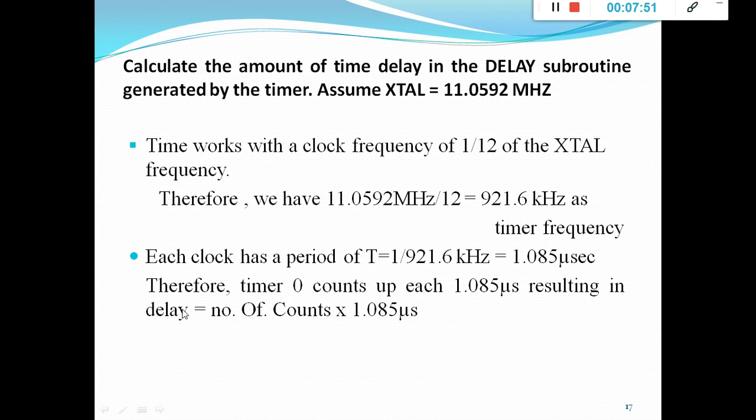So how do you calculate the delay with respect to T? The delay is equal to the number of counts into 1.085 microseconds, where 1.085 microseconds is the period for this crystal frequency. The number of counts is, if the initial count is F2, the difference from the maximum value.